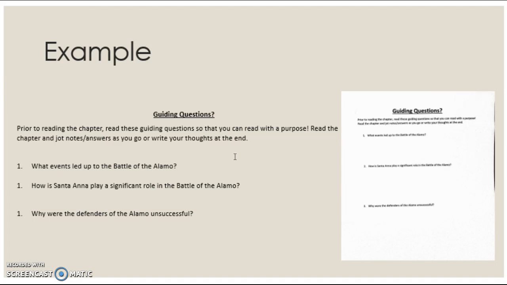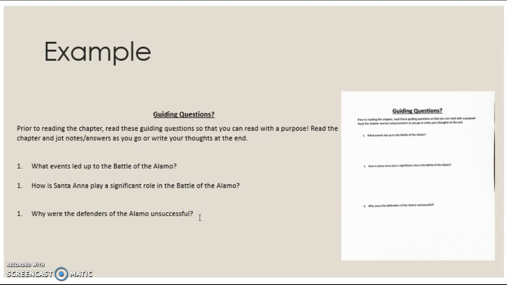What events led up to the Battle of the Alamo? How is Santa Anna playing a significant role in the Battle of the Alamo? Why were the defenders of the Alamo unsuccessful?